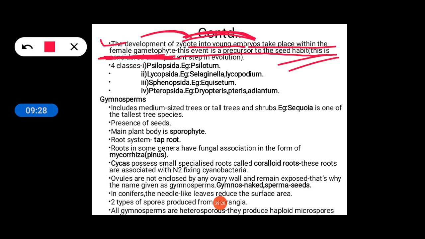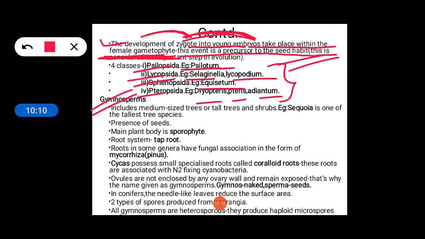There are 4 classes of pteridophytes. It is very important. Coelopsida, the first one. The second class is Lycopsida. The third is Spanopsida. The fourth is Pteropsida. These are the various examples. Go through it. Example of Coelopsida is Coelotum. Example of Lycopsida is Selaginella and Lycopodium. Example of Spanopsida is Equisetum. Example of Pteropsida is Dryopteris, Pteris, and Adiantum. Okay, then we'll go to the next class of plant kingdom, that is gymnosperms.